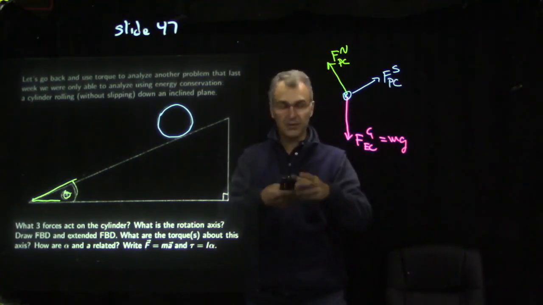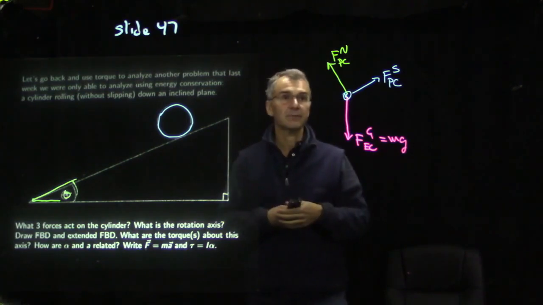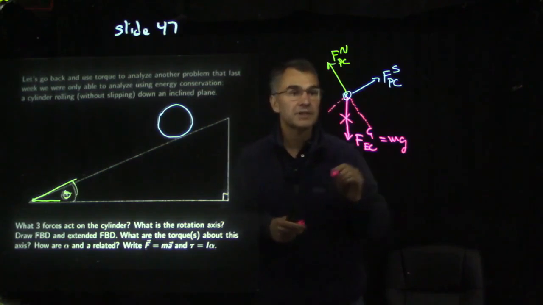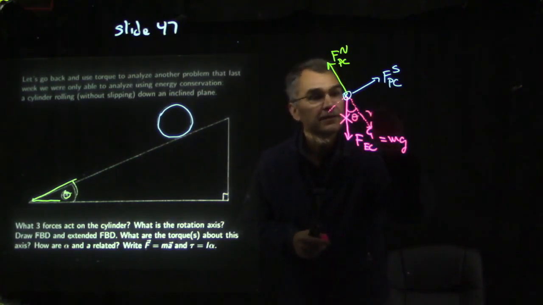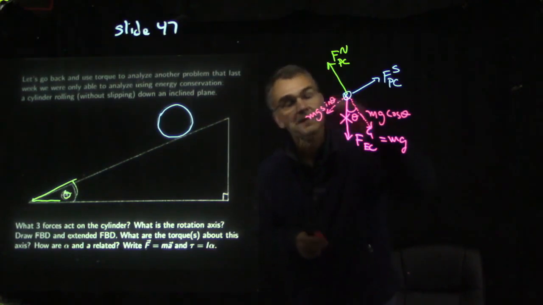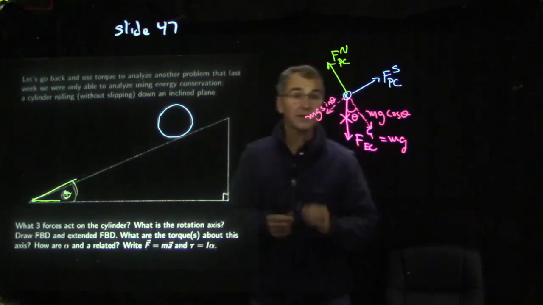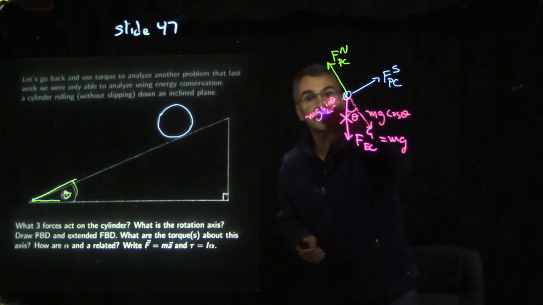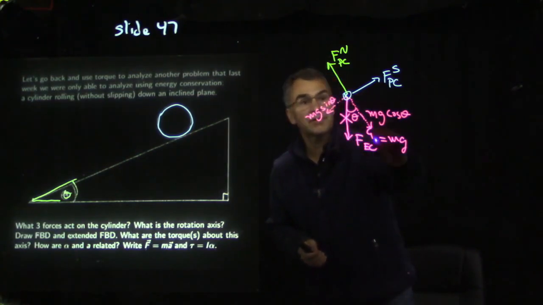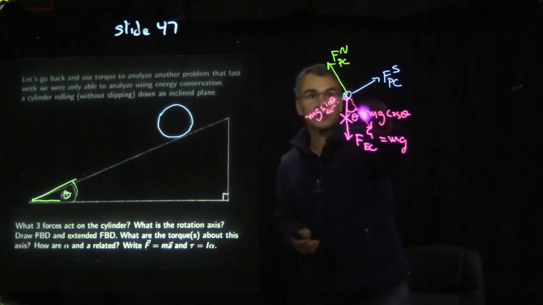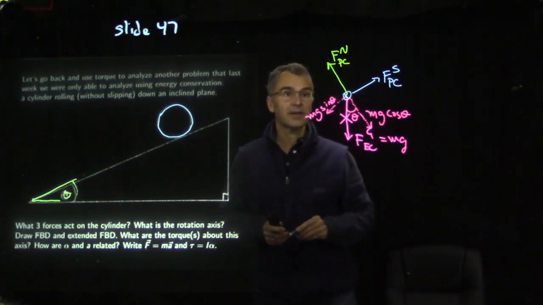So let's decompose gravity and figure out how big the downhill component of gravity is. We'll cross off the gravity arrow. This angle is theta. This is mg cosine theta. This is mg sine theta. We know the downhill component of gravity is mg sine theta, and the perpendicular component of gravity that balances the normal force is mg cosine theta. That's familiar from previous examples, so we won't draw the triangles this time.